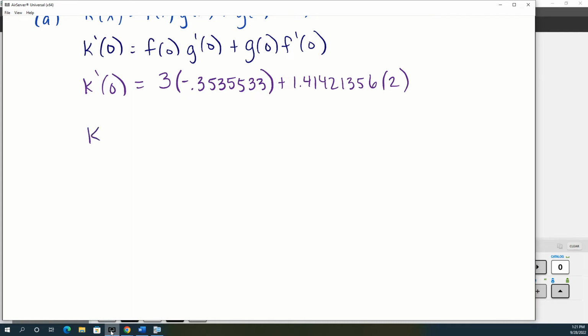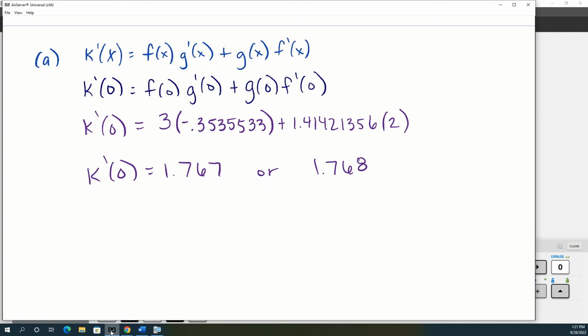So your options are to say k prime of 0 is 1.767, or you could say 1.768. Both are perfect. Now, if you want to get full credit for that question, you would want to show all those things. You can't just do it in your head and expect to get full credit. So make sure you show me all the things.